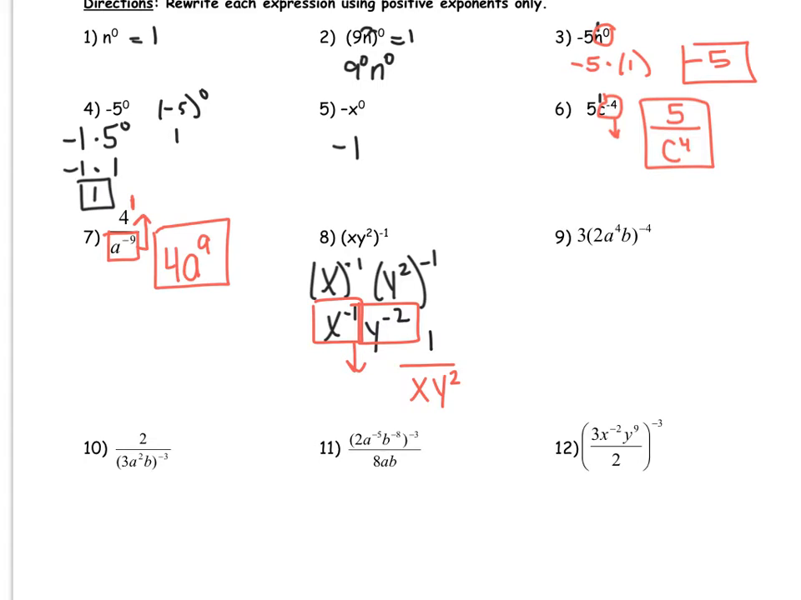Okay, so we can just put this as a 1. If there were, say, for example, a 3 in front, then the 3 would stay on top. All right, let's try example number 9. So what would you do first?